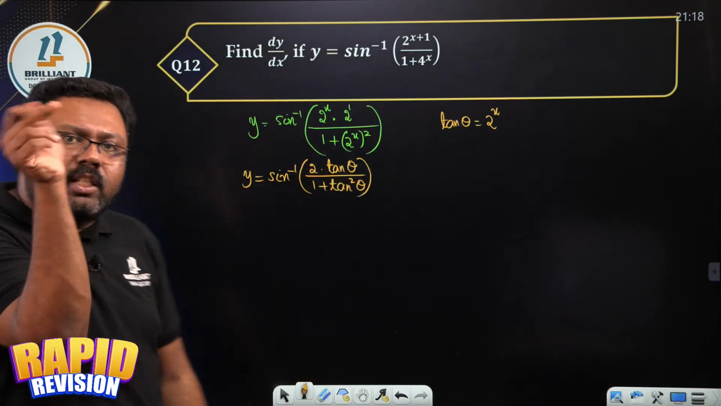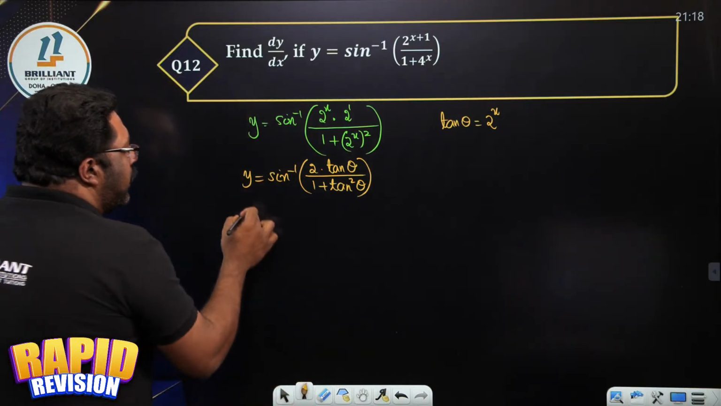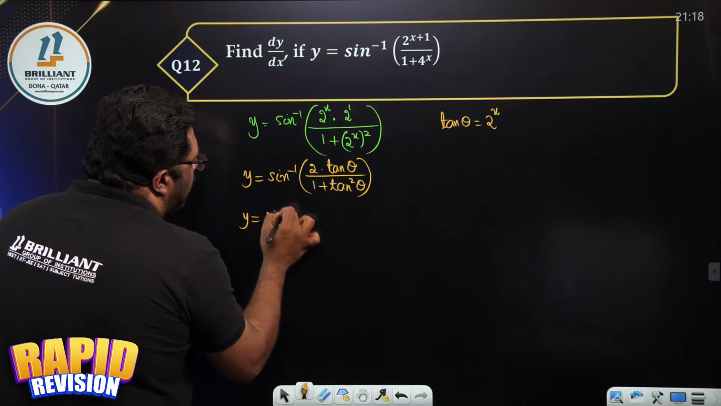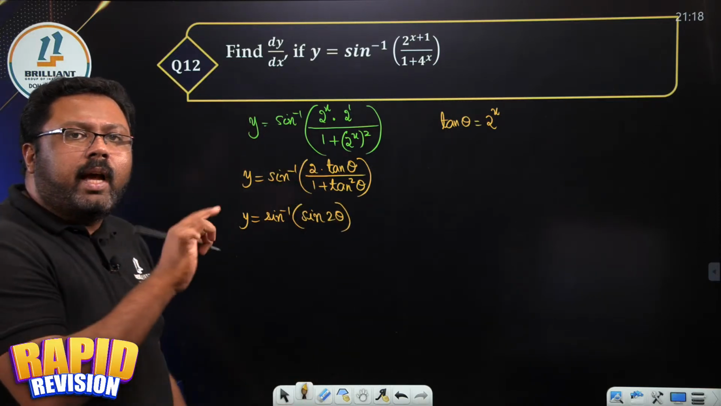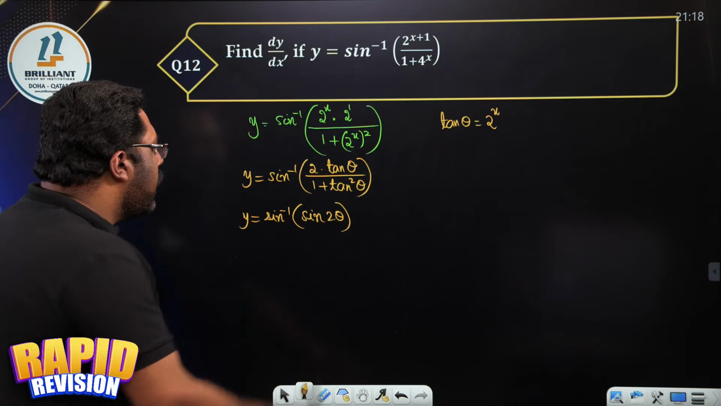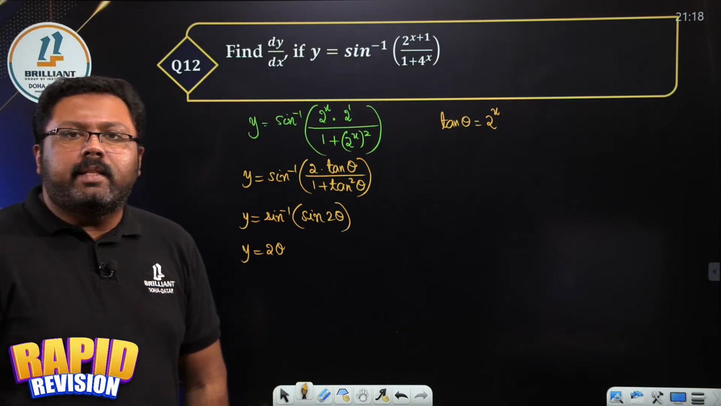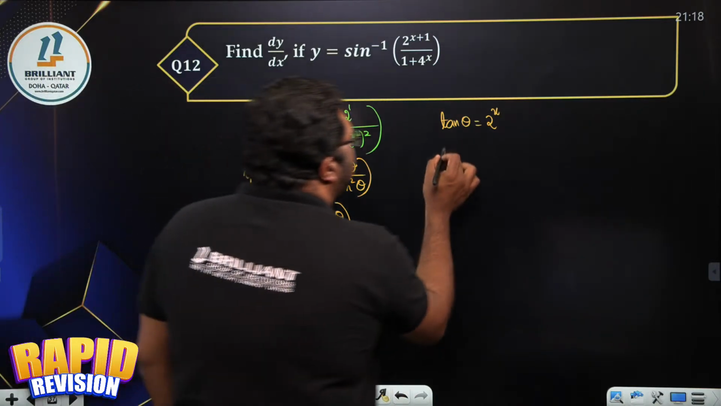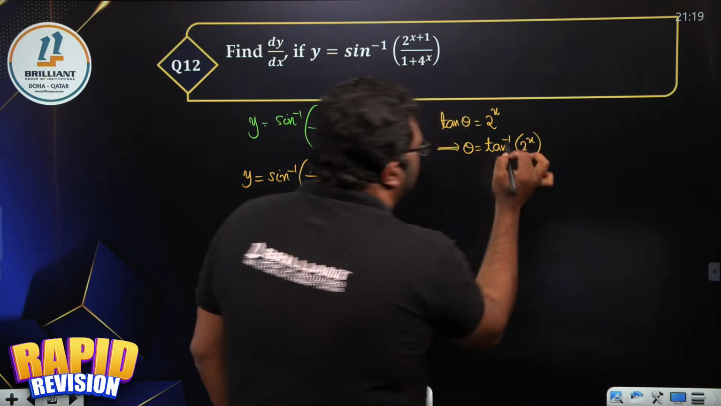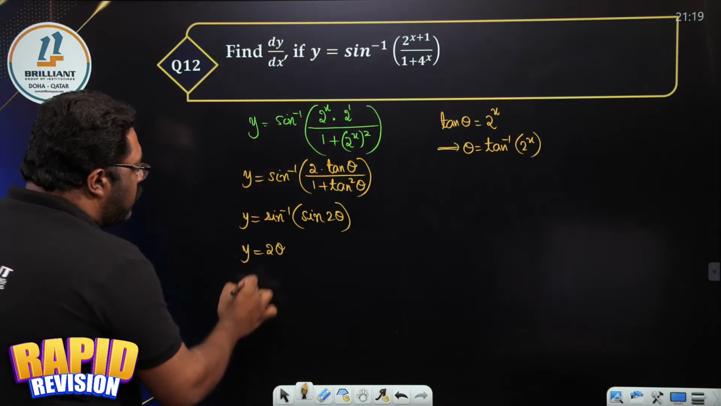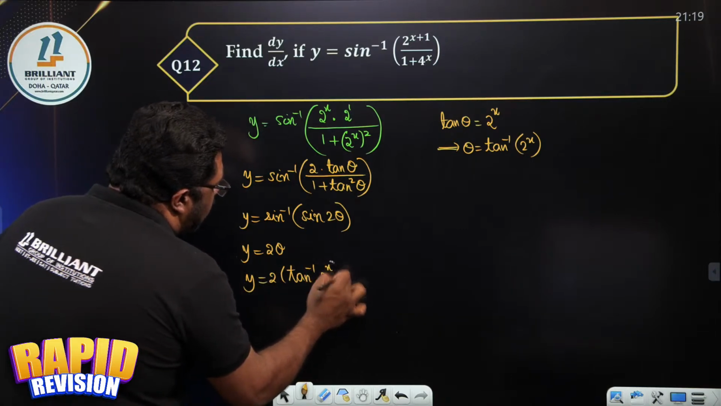That's what I say. Make a substitution inside the sine inverse so that it will look like a trigonometric formula. So this is a trigonometric formula for sine 2 theta. Sine 2 theta has a formula 2 tan theta by 1 plus tan squared theta. Sine inverse and sine cancels. Y is equal to 2 theta. Substitute that theta as tan inverse 2 raised to x. So y is equal to 2 into tan inverse 2 raised to x.